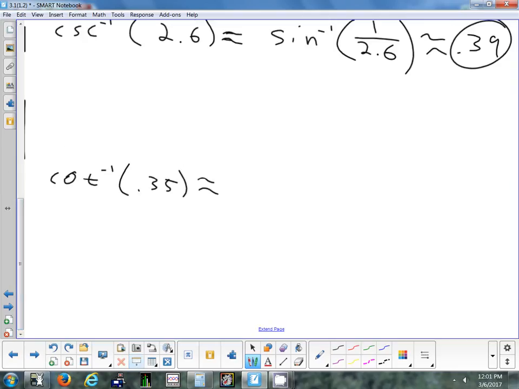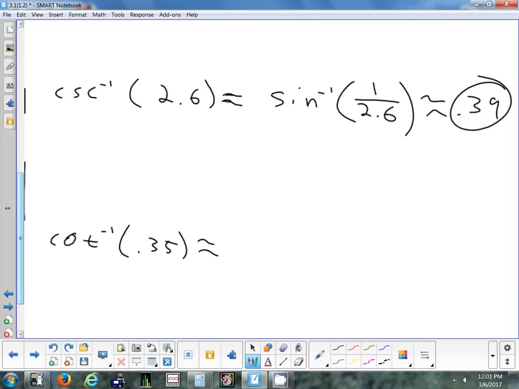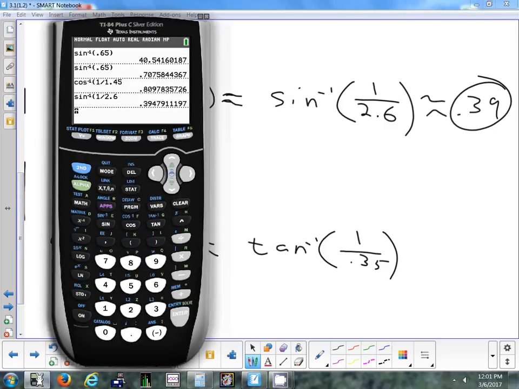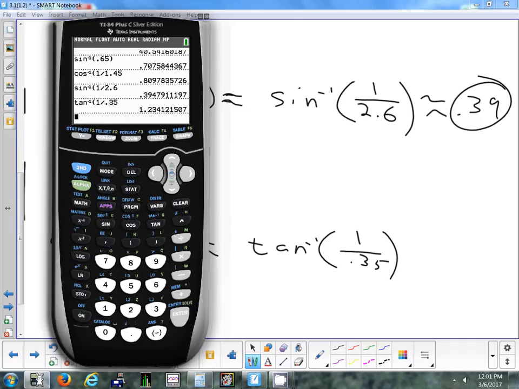Okay, and the last one. Kristen, do I have inverse cotangent on my calculator? No. But what function do I have that's similar to it? Yeah, so I'm going to do inverse tangent. But I can't type in 0.35. Ariel, what am I going to type in instead of 0.35? Yeah, you have to flip it. So anytime you want to do an inverse trig function that you don't have, do the reciprocal one, but make sure you flip the argument. Okay, so inverse tangent of 1 divided by 0.35. It's about 1.23.